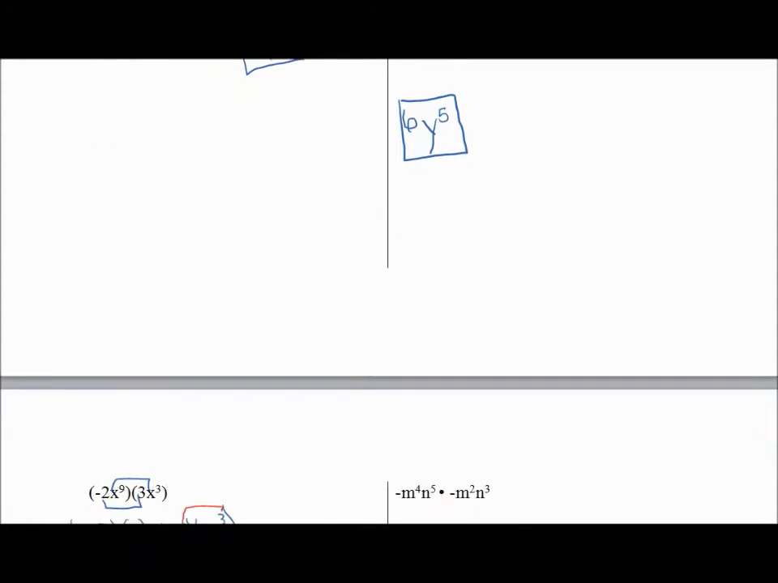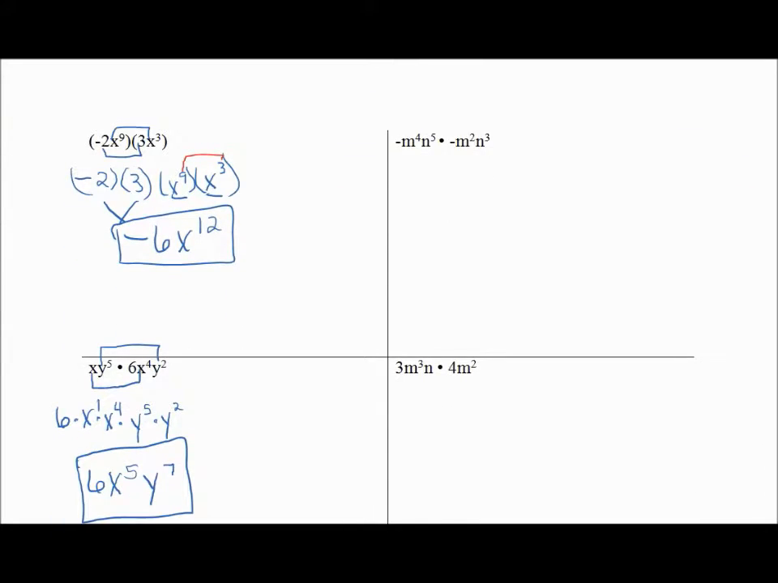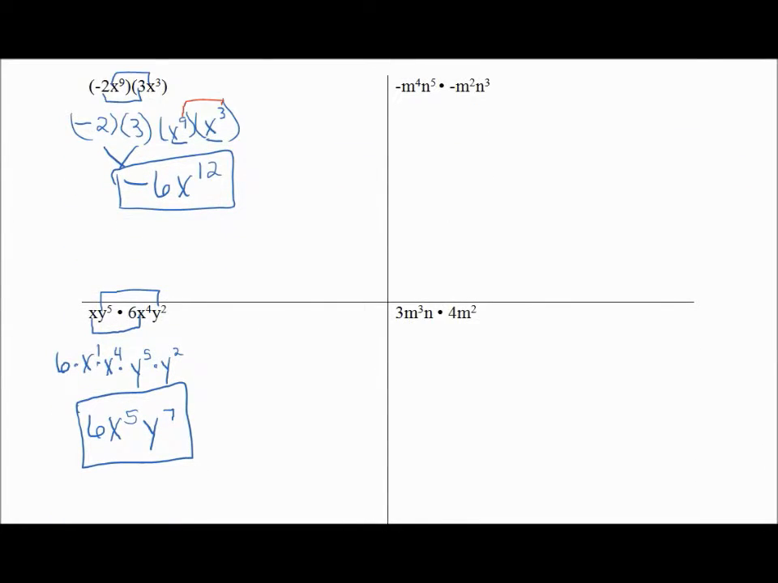My next problem, I have negative m to the fourth n to the fifth times negative m to the second times m to the third. So what are my like variables? I have negative m to the fourth and negative m to the second power. Multiply those two together. I simply add the exponents. So this becomes negative m, and 4 plus 2 is 6. My new exponent is 6.